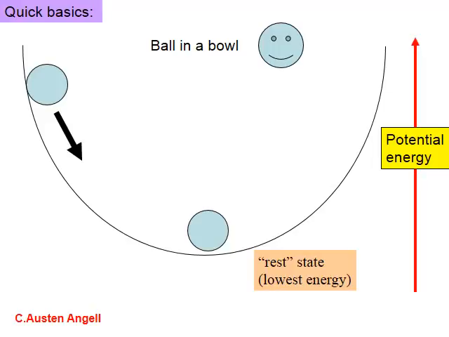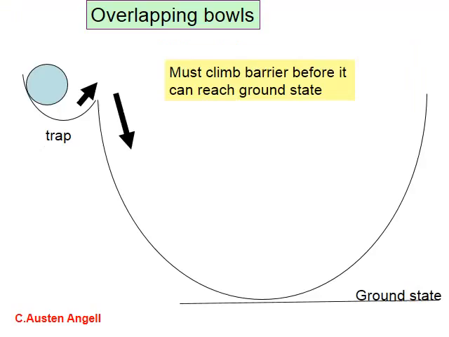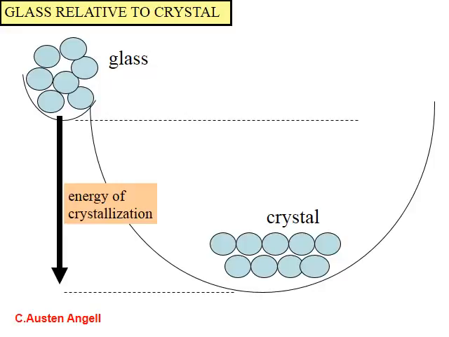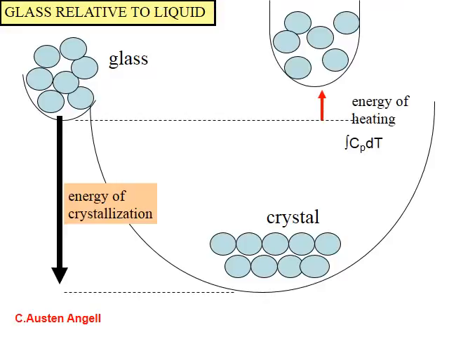This is an energy diagram, a ball in a bowl scheme, showing the way down from a high energy state to a lowest rest energy state. The system may be in a high energy trap, a metastable state. In order to go down to the lowest state, the system must get some energy to climb the barrier. The very same scheme can be used to show the energy difference between the glass and the crystal. The difference in energy is the energy released in crystallization. The difference in energy between the glass and the liquid is given by the energy of heating that can be known given the heat capacity.